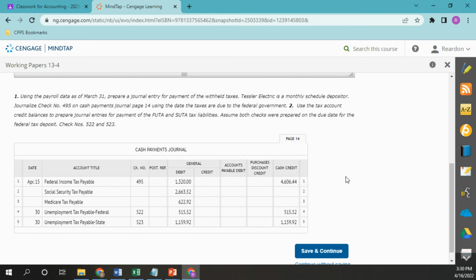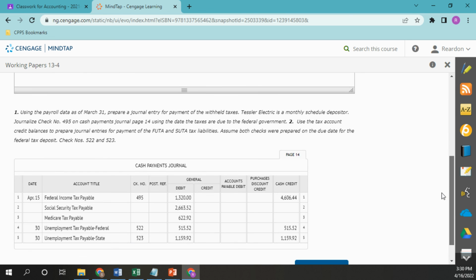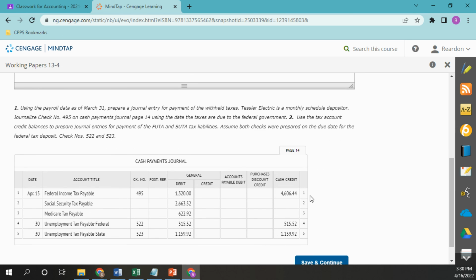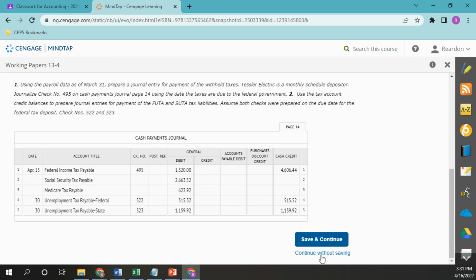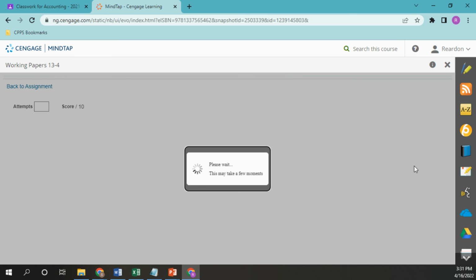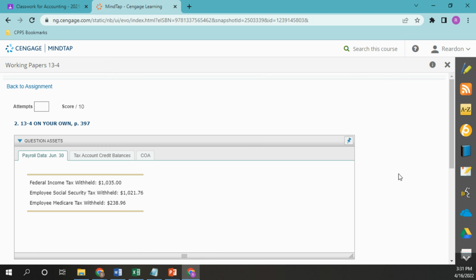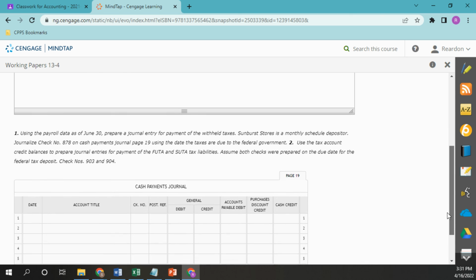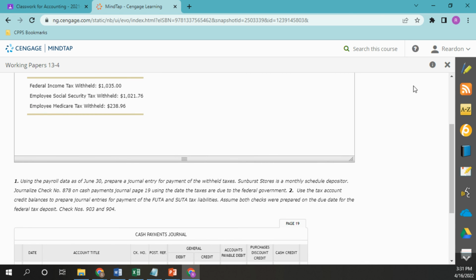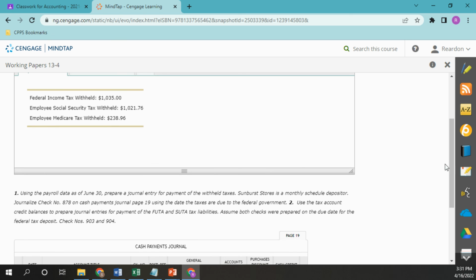I'm going to take a look here. I got my check numbers. I got my three payments in my cash payments journal. So I've journalized it, the right check numbers, the right amounts. My debits match my credits in all 3 entries. I think I'm sitting pretty. Save and continue. And we wait, and we think, and we wonder. There we go. Now you're going to do one here on your own for June 30th for Sunburst Stores.